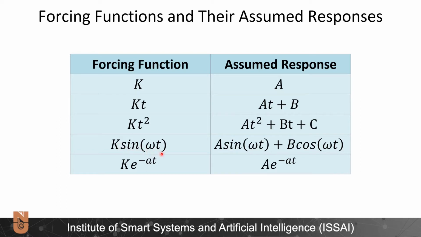For k times sine omega t, the assumed response will be a times sine omega t plus b times cosine omega t. Or we could have written it in the form of c times sine of omega t plus phi. And if the forcing function is in the form of an exponential decay, k times e to the minus at, the assumed response will also be a times e to the minus at. So basically, these constants a in the exponent are the same. Similarly, the frequency of the input omega and the frequency of the output are the same as well.